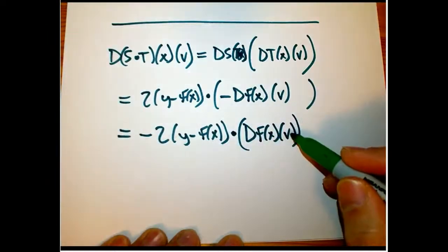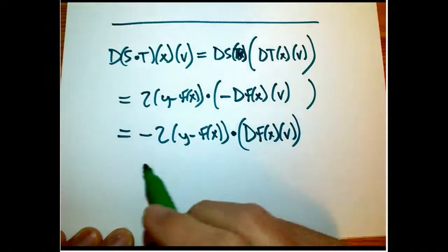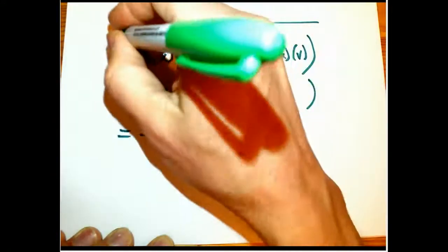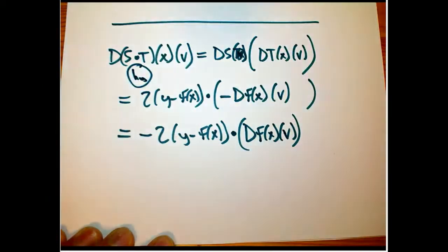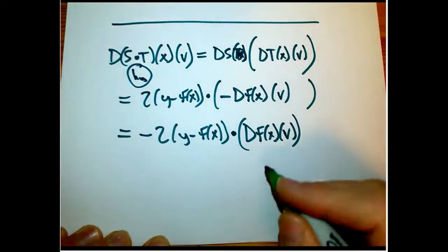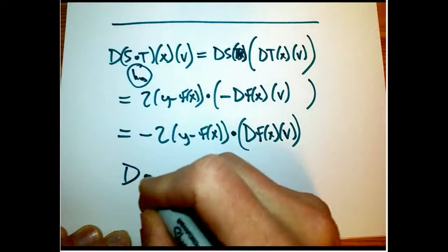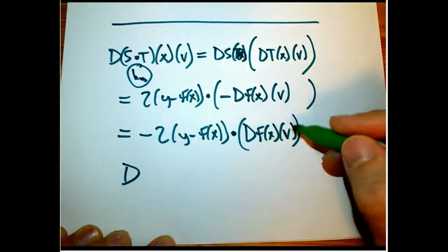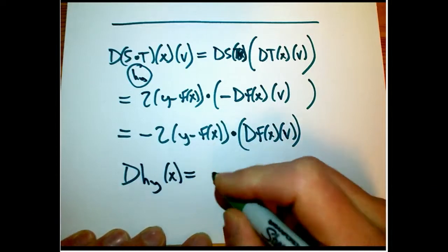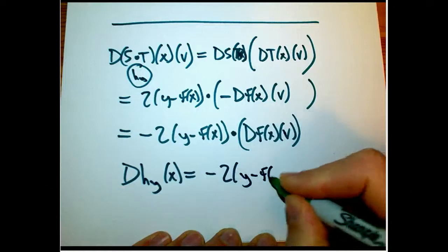What happens when we take v into the matrix df of x spits out another vector, and then we're going to dot it with this guy. Okay, so that's the derivative written out very explicitly, and this is of course hy. So that's the derivative matrix of hy applied to v. Now how do you get that in terms of the gradient? Well, let's just strip off the v here. They're both something applied to v. So dhy at x is just minus 2 y minus f of x.